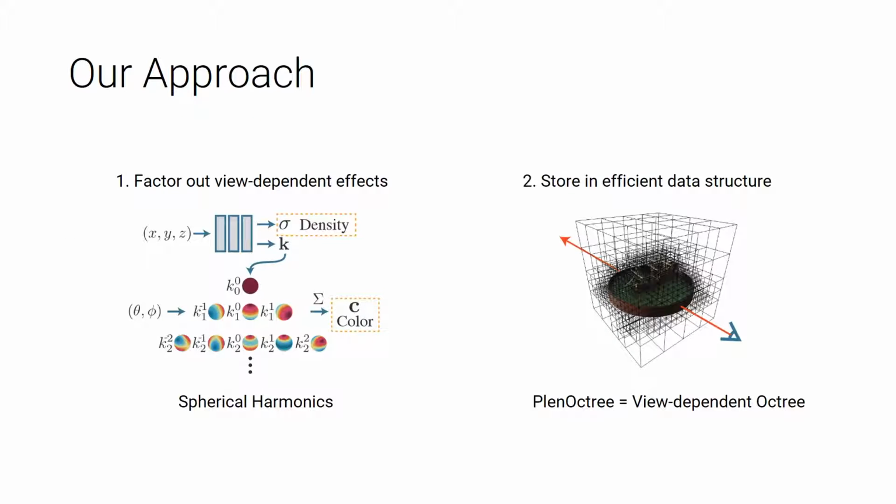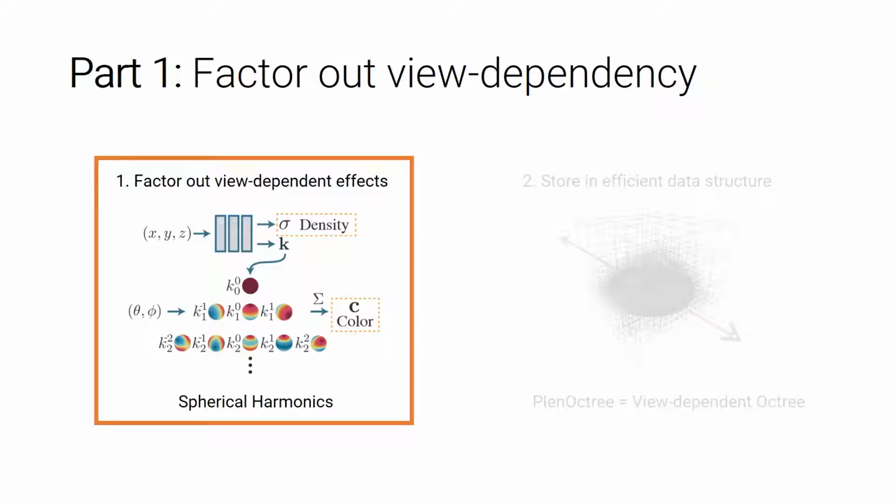I hope that got you excited. So how does this work? Our method has 2 parts, which I will describe in more detail. First, we factor out the view-dependent effects of NeRF using spherical basis functions. Second, we store the NeRF in a data structure which I will call a PlenOctree. Let's dive into the first part.